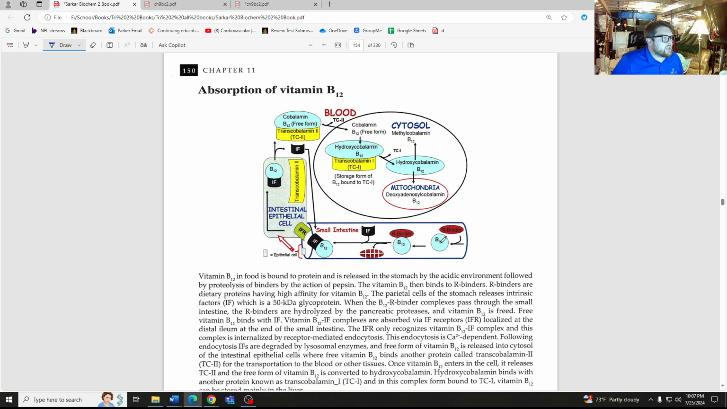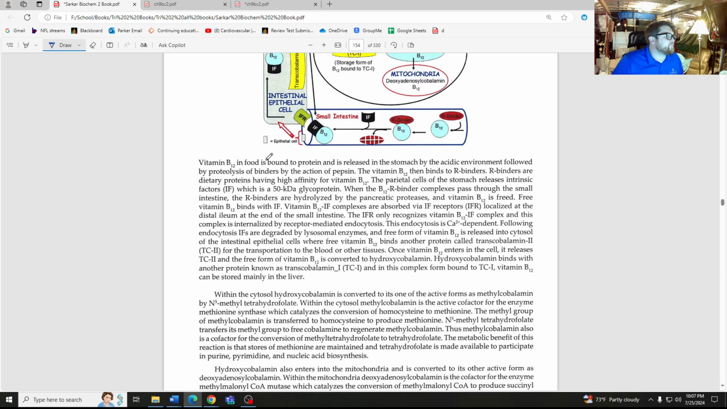The absorption of B12, we already did cover this a little bit. This is going to talk about that intrinsic factor. So vitamin B12 in food is bound to protein and is released in the stomach by the acidic environment, followed by proteolysis of binders by the action of pepsin. You'll learn a lot more about this kind of stuff in the stomach, pepsin and some different enzymes of the stomach in Physiology 2, so don't worry too much about those right now.